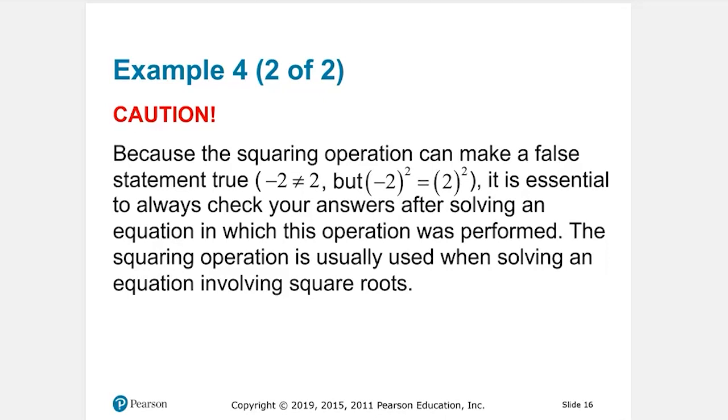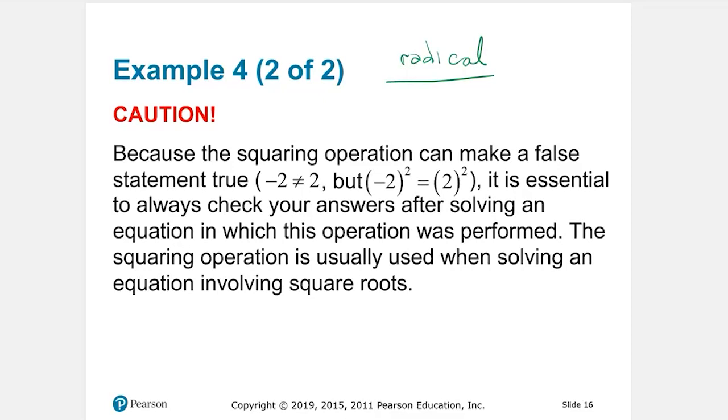So what does it say? It is often essential to always check your answers after solving an equation in which the operation was performed. So this is whenever you have a radical, you always have to plug it back in. This squaring operation is usually used when solving an equation involving square roots. So whenever you square something, remember you square it because you had a square root. This is going to get rid of the square root, but we could have one solution that doesn't work. So please make sure to go back and check it.